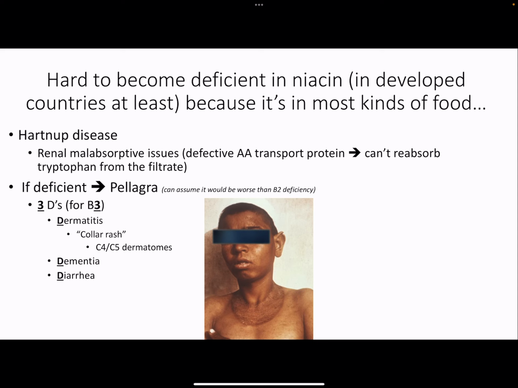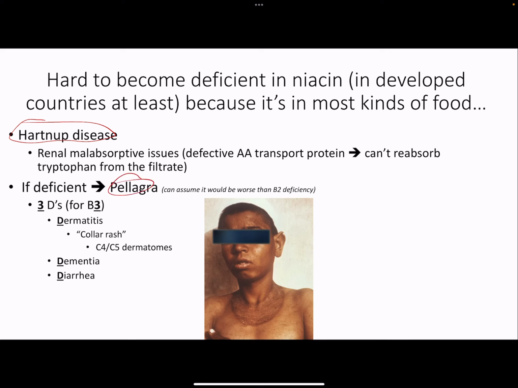Niacin's actually in tons of different stuff, so it's really difficult in a developing world if you're eating a normal diet to become deficient, as it is with many vitamins. But one way you could become deficient, one, I guess if you're an alcoholic, and two, if you have something called Hartnup disease. This is a renal malabsorption disease where I think neutral amino acids have a hard time being reabsorbed from the filtrate back into the blood system. So you're going to shed and lose a lot of the neutral amino acids, one of them being tryptophan. And without tryptophan, you can't make niacin, and so then you're going to be B3 deficient.